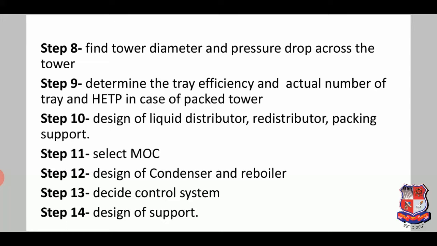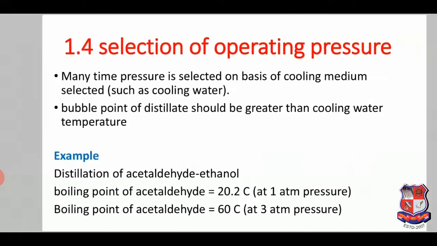And the last one is design of support. So design of support means these distillation columns are not small but high vertical towers, and you cannot place them in a random place. So you need special types of support which can withstand the load of the vertical tower. So here the 14 steps we have discussed in brief for distillation column design.